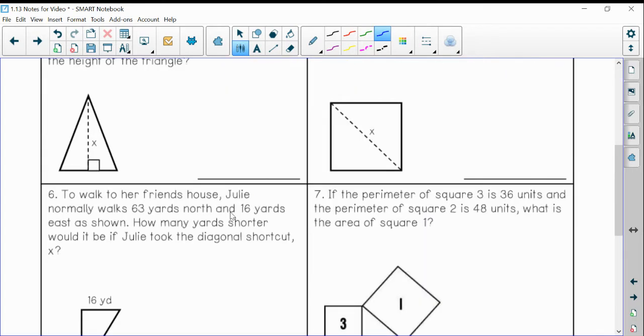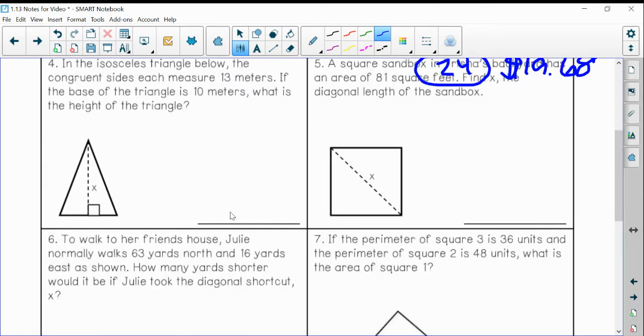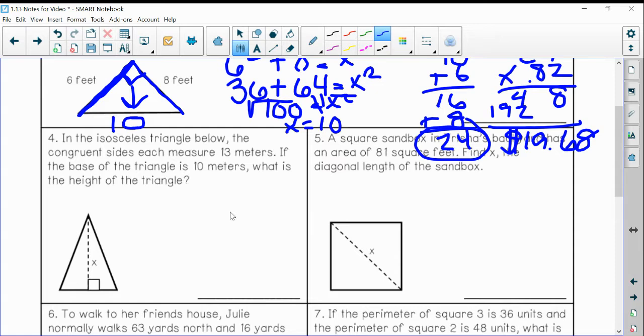Cool. All right, so here's what I want you to do. Number 4 gives you the diagram. Plug in what you know. Make sure you realize that when it says 10 meters, this is 5 and 5. That 10 meters is the entire bottom of that base.